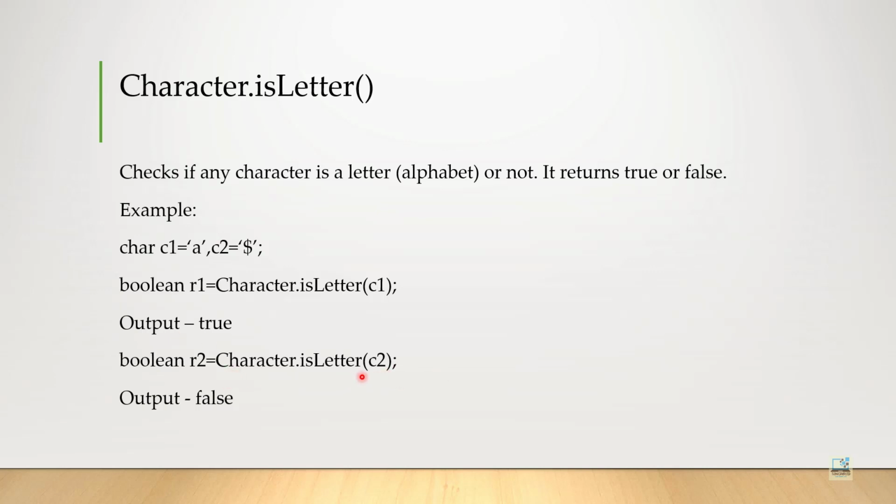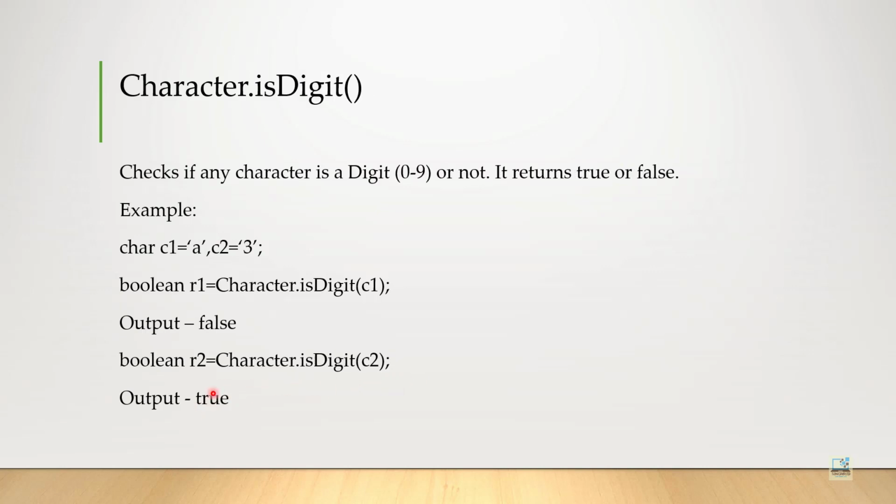In the second example, we are passing C2. C2 is containing dollar, which is a special symbol. Then the function will return false.